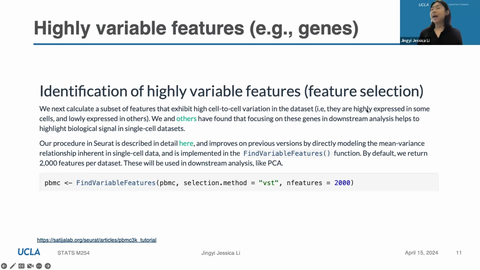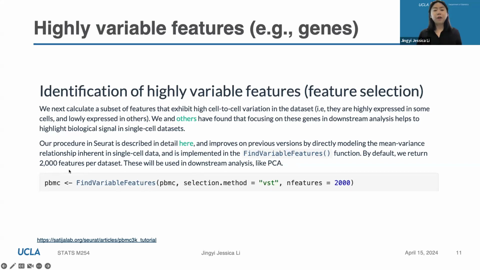That is, they are highly expressed in some cells and lowly expressed in others. We and others have found that focusing on these genes in downstream analysis helps to highlight biological signal in single-cell datasets. Our procedure in Seurat is described in detail here and improves on previous versions by directly modeling the mean variance relationship inherent in single-cell data.